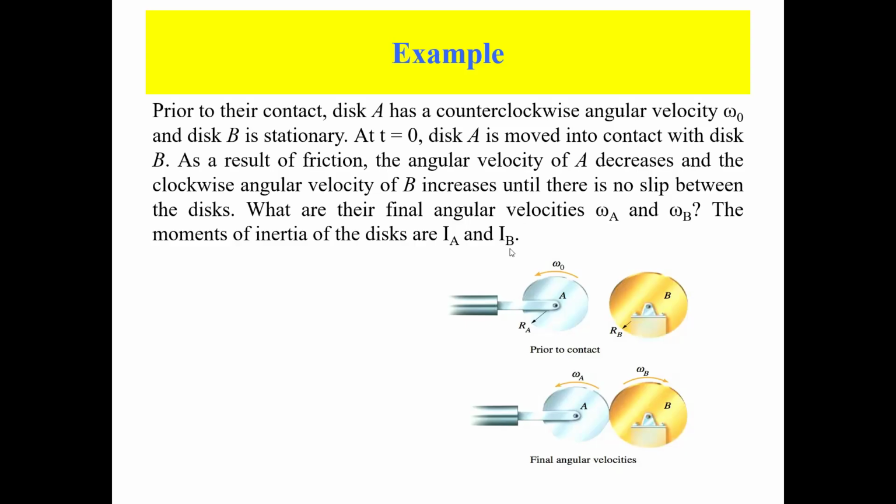We have the following information for this problem: the radii RA and RB, I sub A, I sub B, and the initial angular velocity of disk A. Based on this information, we are trying to solve the problem and find omega A and omega B.